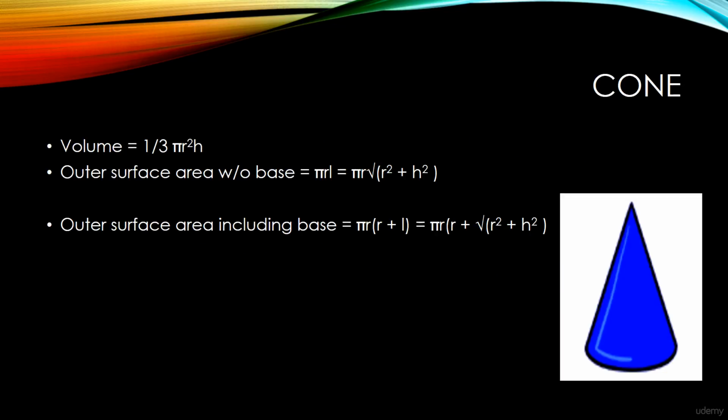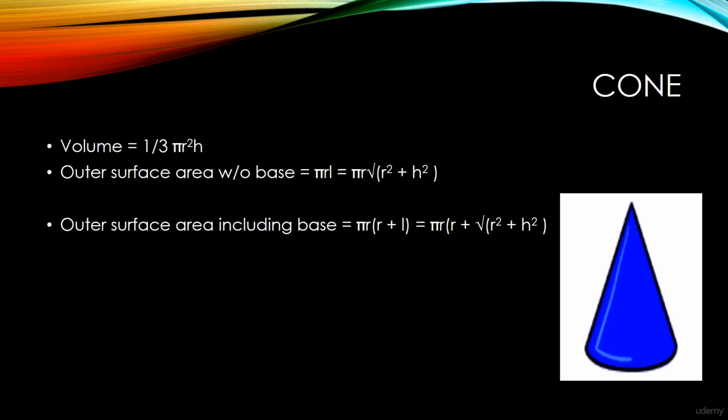A cone is a 3D object obtained by rotating a right-angled triangle around one of its sides. It is characterized by the radius of its base r and the height h. The hypotenuse of the triangle formed by the height and the radius, running along the diagonal side of the cone, is known as its lateral height. L is equal to square root of r square plus h square.